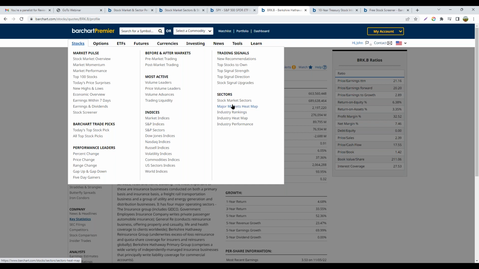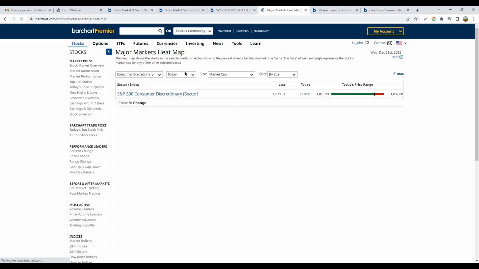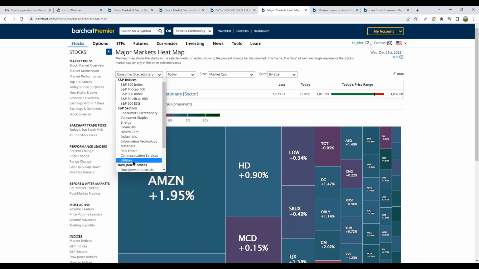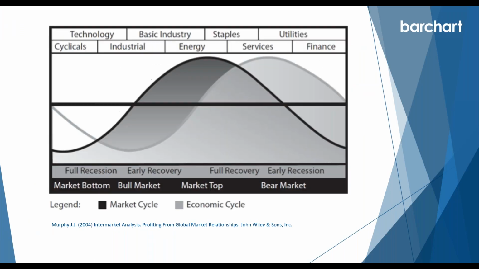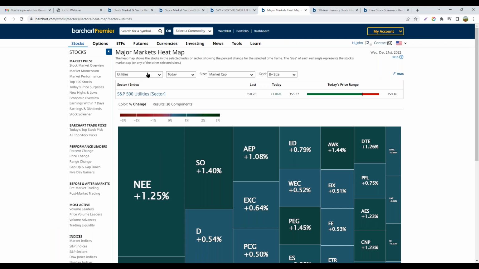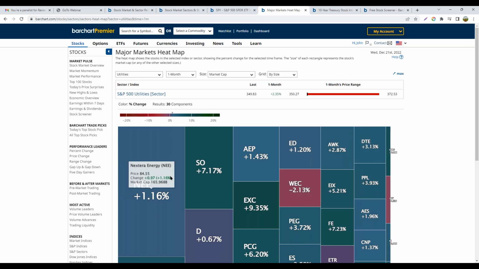And let's look at one more. And that's utilities. That's the one that has been growing. That's the one that in the last month is starting to pick up, right? That's the sector, if we remember from our chart, that is going to be in the bear market and the downturn of our economic cycle that we want to look at. So here I'm in utilities, and we'll look at the last month or so.